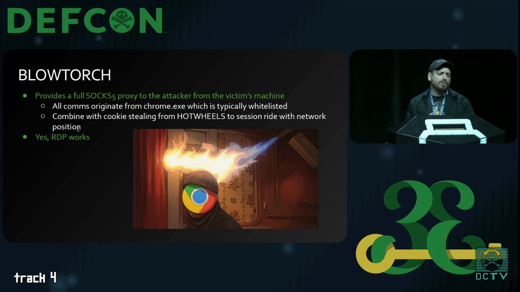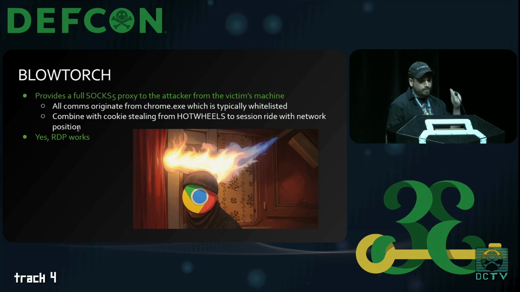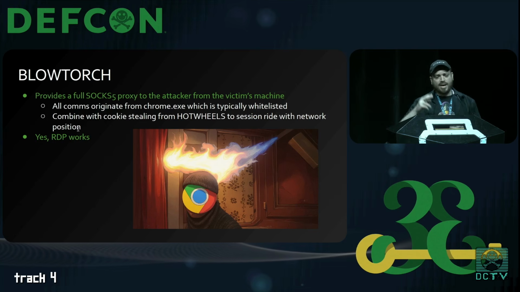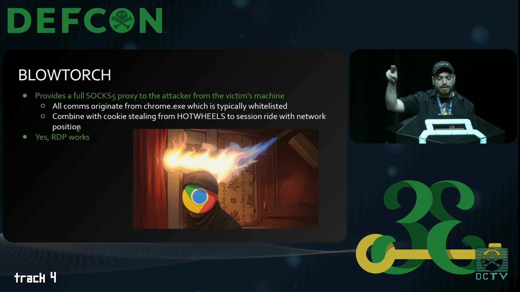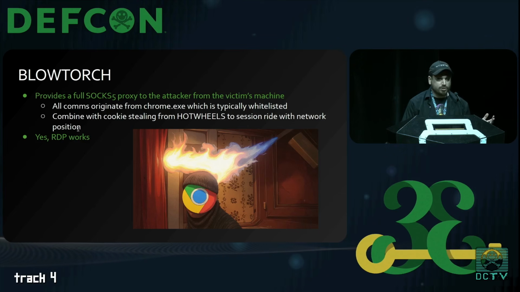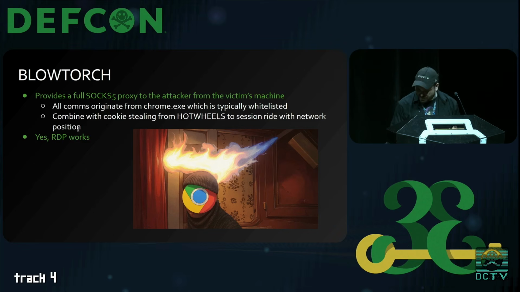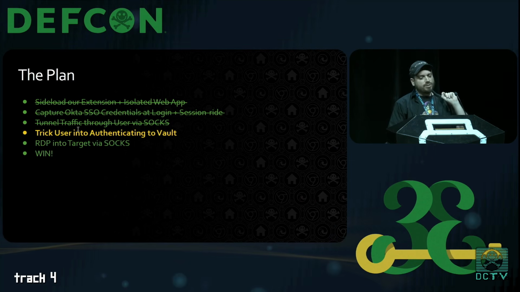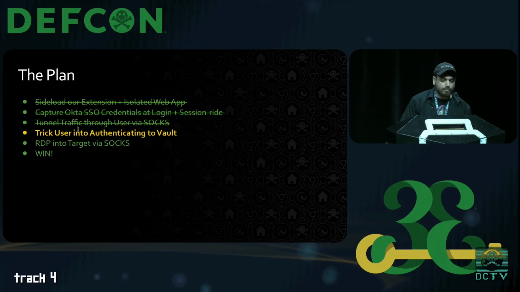So if we want to replicate what CursedChrome does, we would dump the cookies from the target browser using Hot Wheels, and then import that into our browser, which is locally on the attacker machine. And then we just point it at our SOCKS proxy, and now we've replicated the same features you would have in CursedChrome. Except now we can RDP into things, and that's pretty cool. Which brings us to the final part of the plan. We also need to solve this tricky bit with web authentication and clicking buttons.